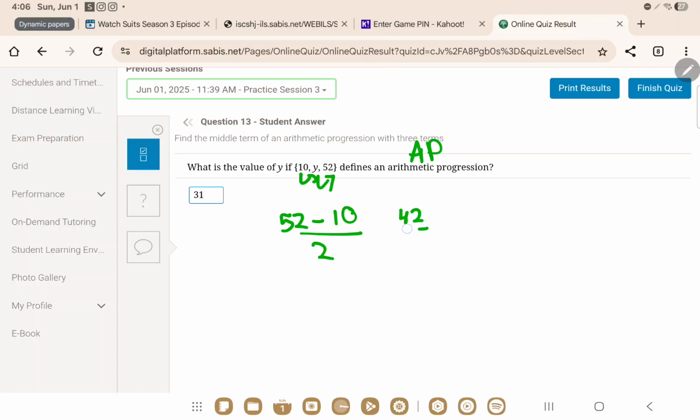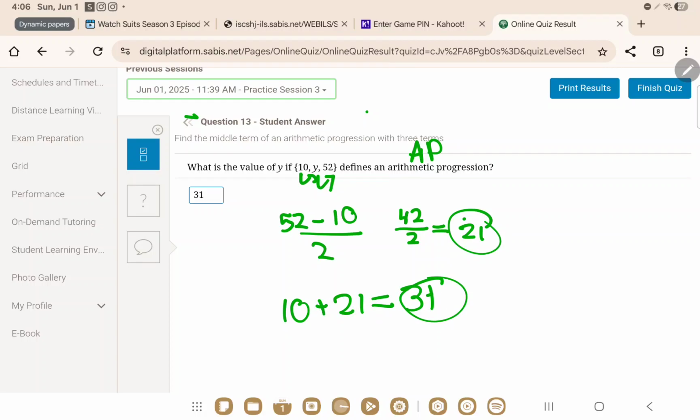So 42 over 2 gives you 21. Don't be a fool and put 21 as your answer, because 21 is your common difference, not your answer. So to find the next value, it's 10 plus your common difference, which is 31. And that's your answer.